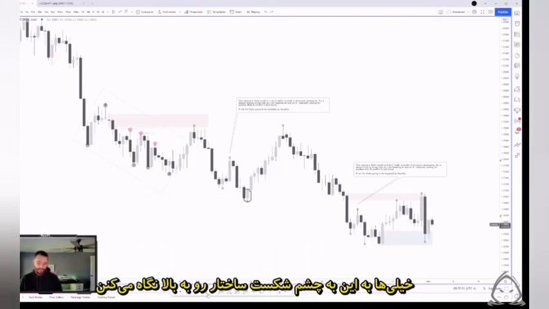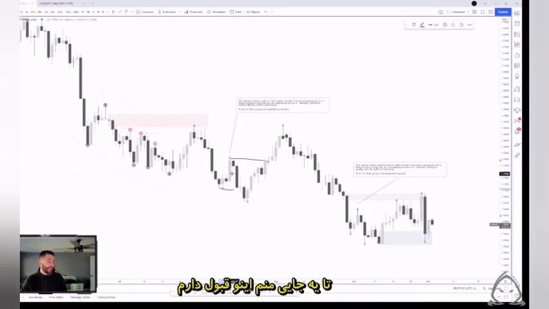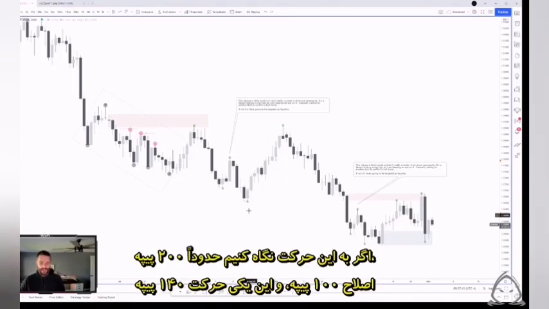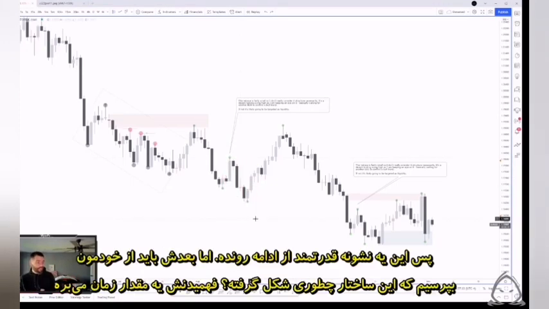Now, a lot of people, rightfully so, looking at this, would view this as a break of structure to the upside and turning bullish. And to a certain extent, I would agree 100% with that. But then what we start to ask ourselves is, if we look at this move, it's about 200 pips. The retrace itself is about 100 pips, and then the move to the downside is about 140 pips. So we have a pretty strong indication that this is a continuation.